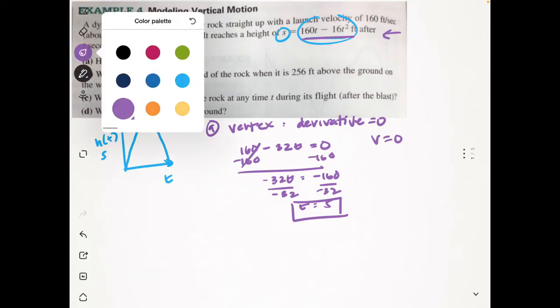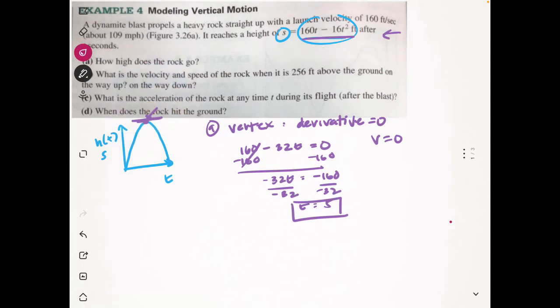Okay, part B. Part B says, what is the velocity and speed of the rock when it is 256 feet above the ground on the way up and on the way down? Okay. So the first thing we need to do is plug that in to find when, right? Because this all revolves around t. We need to know the time when this is happening.